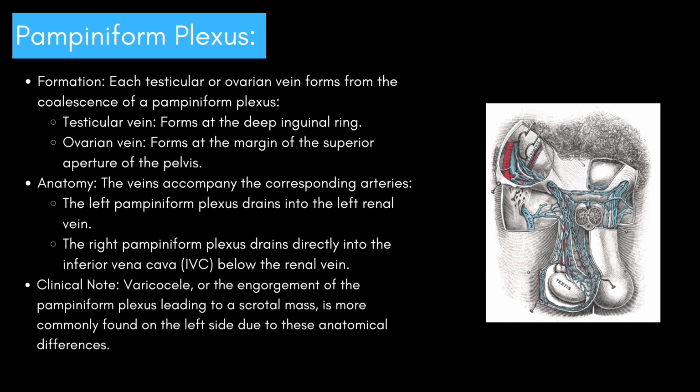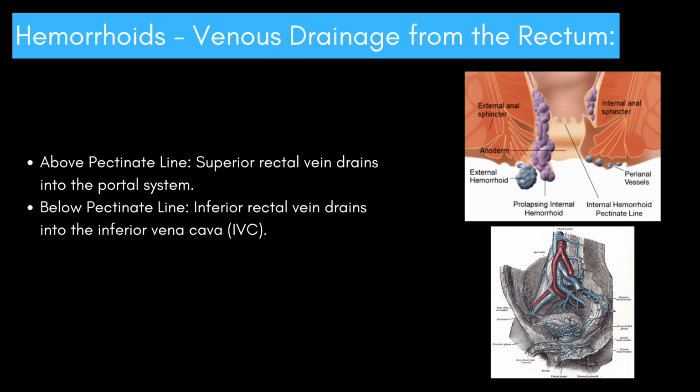Clinical note: varicocele, or the engorgement of the Pampiniform Plexus leading to a scrotal mass, is more commonly found on the left side due to these anatomical differences. Let's next take a look at hemorrhoids, venous drainage from the rectum. Above the pectinate line, the superior rectal vein drains into the portal system. Below the pectinate line, the inferior rectal vein drains into the inferior vena cava, IVC.